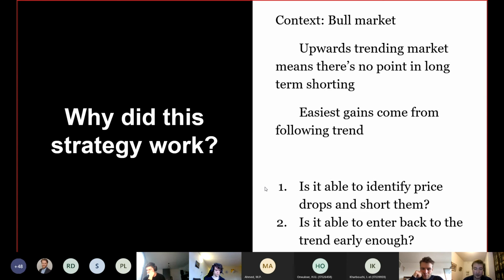So the question for a simple moving average strategy when we're trying to beat the bull market is there's 2 things. Is the strategy able to identify price drops and short them, which we saw that it was able to do? And another one is, is it able to enter back to the trend early enough, meaning that you don't lose the big upswing when the price is again going up? And it seemed that it was able to do it too. So for the Ethereum part, that was okay. Bitcoin left hope for improvement.